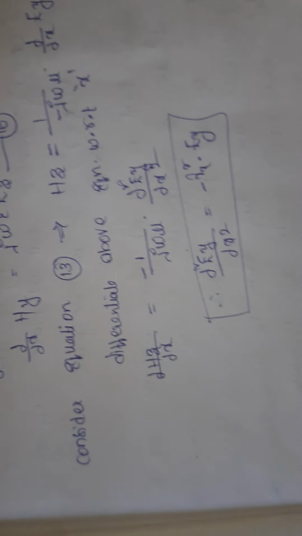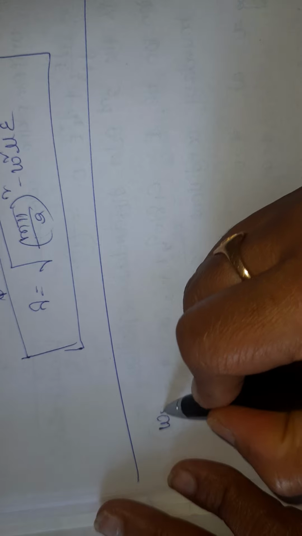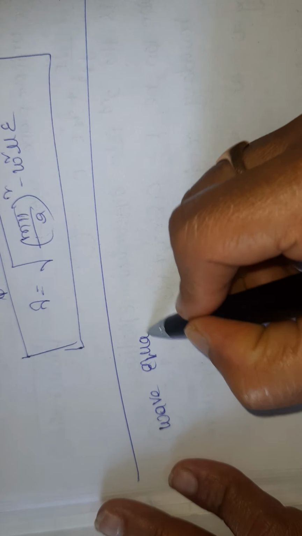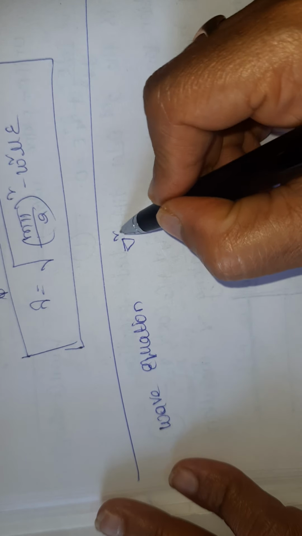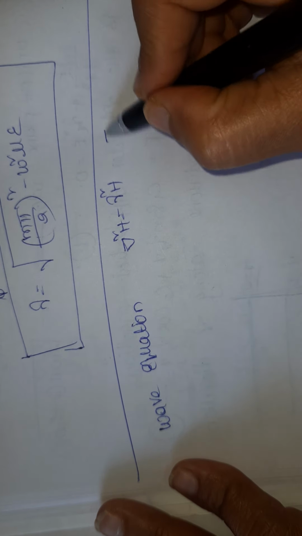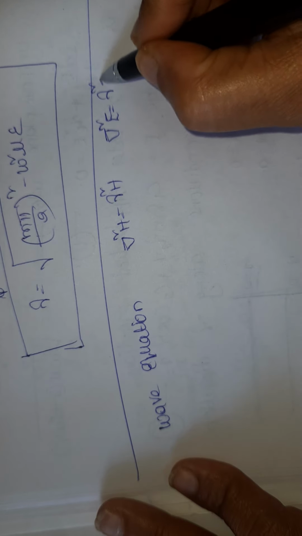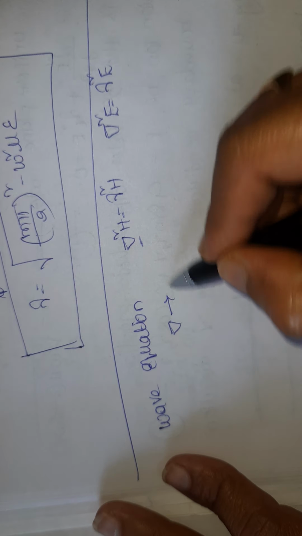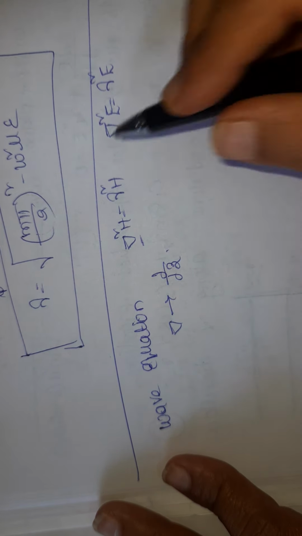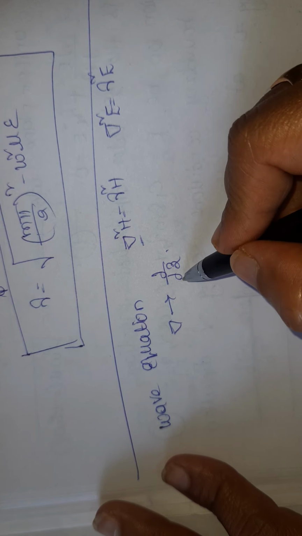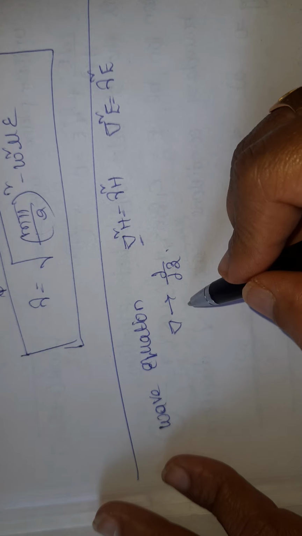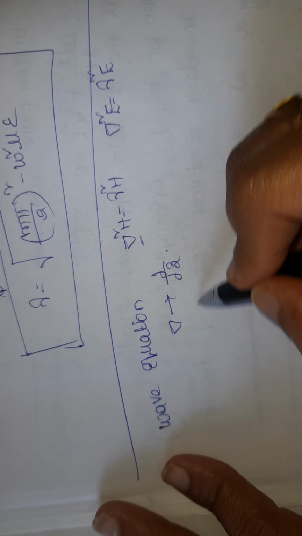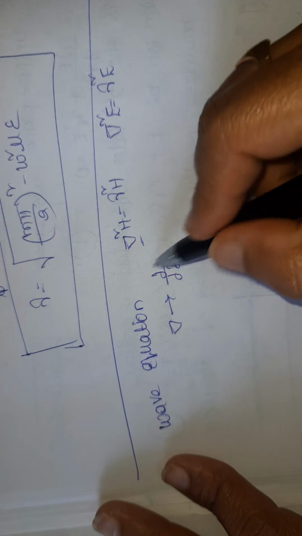Please consider one of the Maxwell equations, that is the wave equation. What is the wave equation? Del square H is equal to gamma square H, or del square E is equal to gamma square E. So what is del? For a uniform plane wave, del is nothing but dou by dou z. Not for parallel plate or rectangular waveguide; for a uniform plane wave we consider dou by dou z, the default condition.